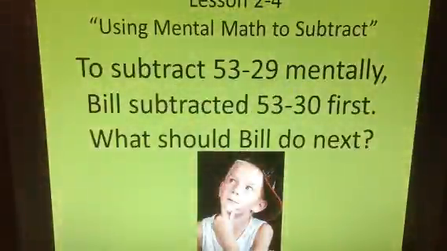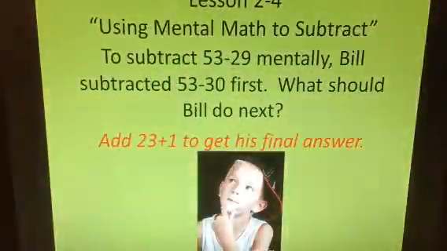Here's another one that we were thinking about, what the next step would be. To subtract 53 minus 29 mentally, Bill subtracted 53 minus 30 first. What should Bill do next? What's his next step? One way of doing it would be to add 1 to his answer of 23, because 53 minus 30 is 23. Add 1 to 23 to get his final answer.